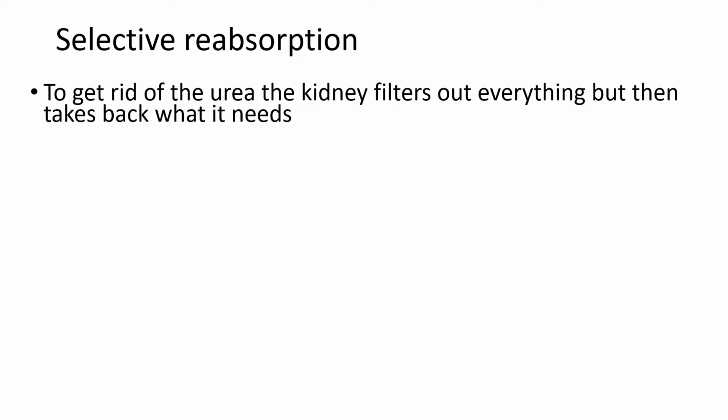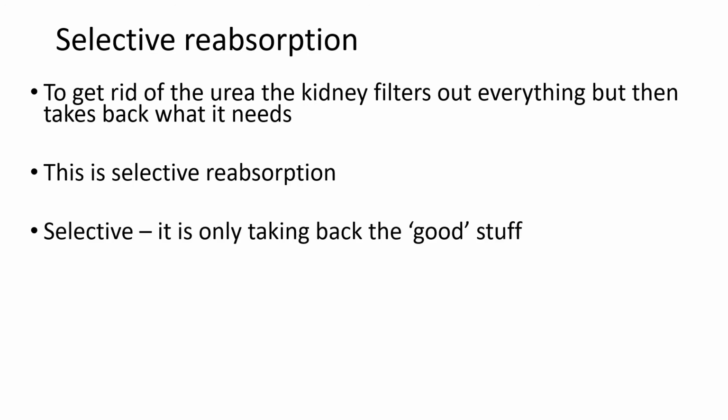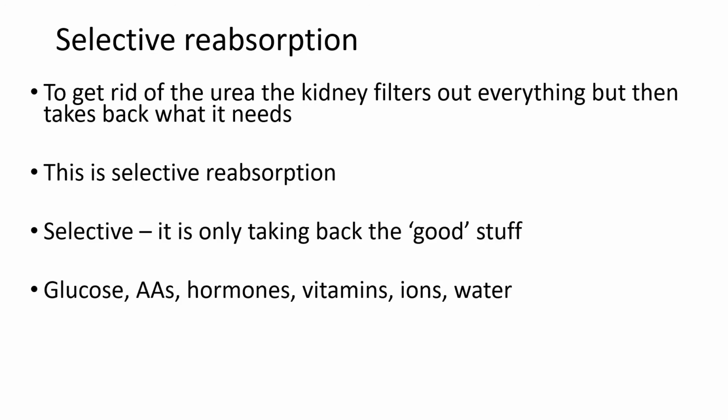So urea is not reabsorbed. Some, a little bit, will diffuse back into your blood because you've got such a high concentration in the filtrate. Some of it will, but not enough to do you any harm. So you're only taking back the good stuff. Glucose, amino acids, hormones, vitamins, all that kind of stuff.